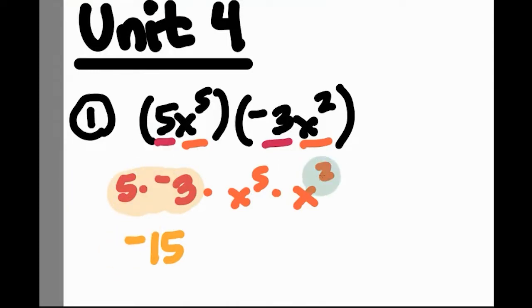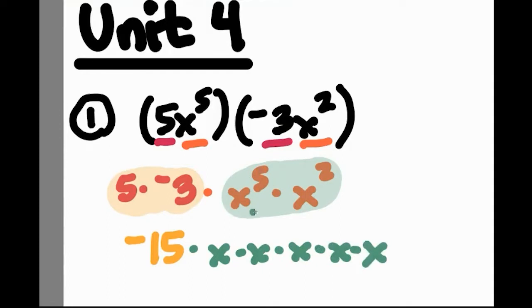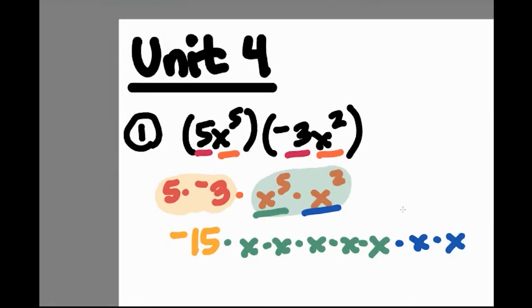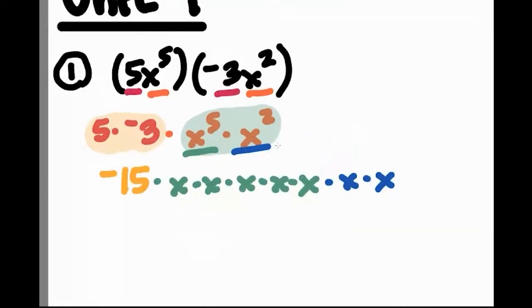Okay? But this involves an exponent property. They have the same base. So one way of looking at this is x to the fifth is just x times x times x times x times x. So that's this part. Times x squared, that's just times x times x. If you notice, they are all x's. When it's like that, you can combine them.